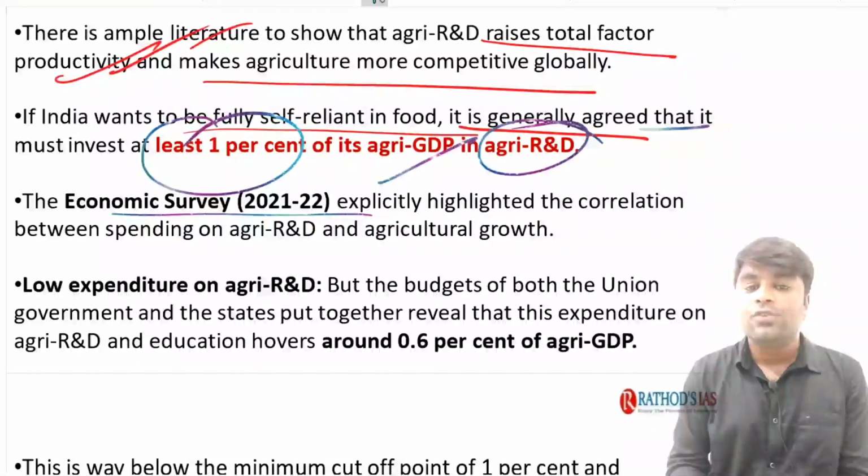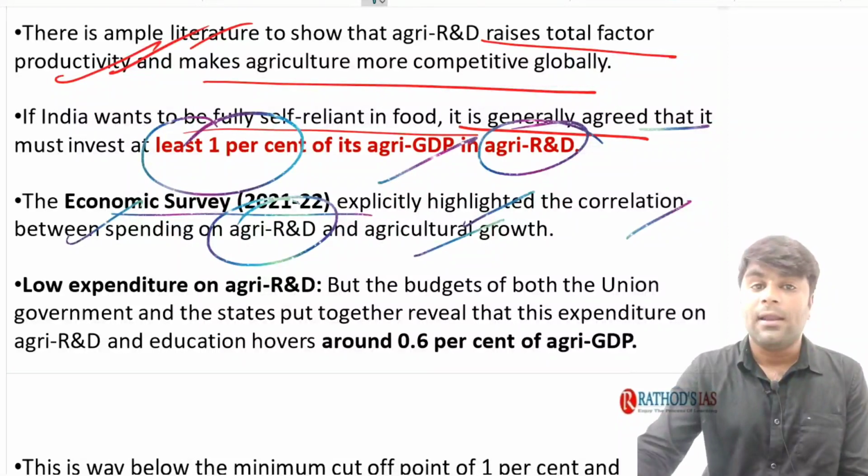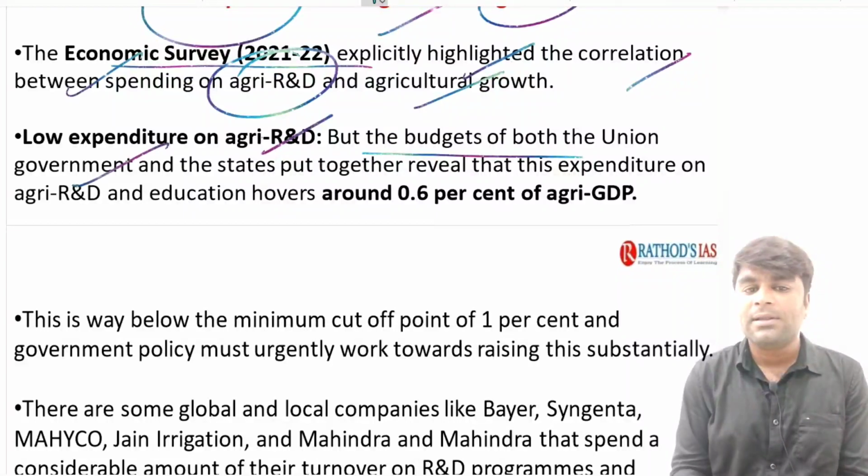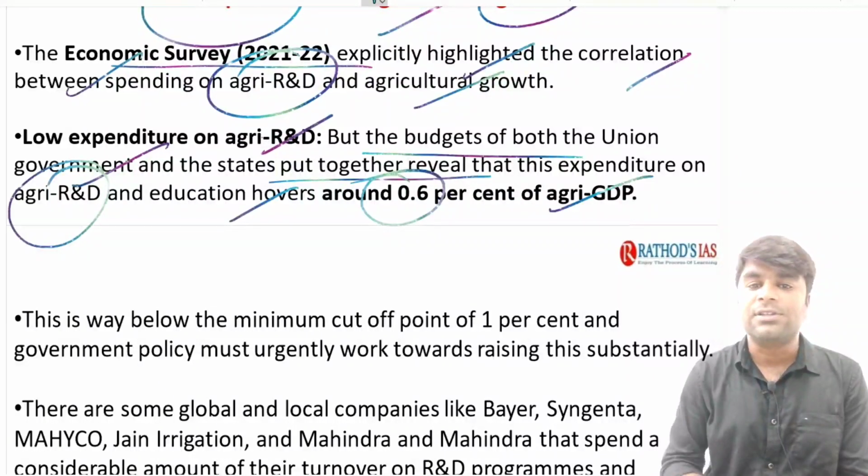The Economic Survey 2021-22 explicitly highlighted the correlation between spending on agricultural research and growth. The expenditure on agricultural research and development is low. The budgets of both the union government and the state governments put together reveal that expenditure on agricultural research and development and education hovers around just 0.6% of the GDP.